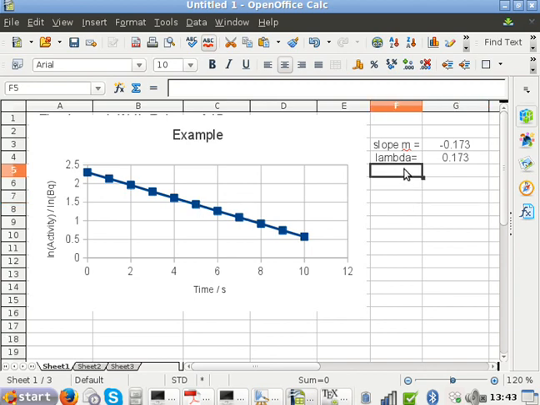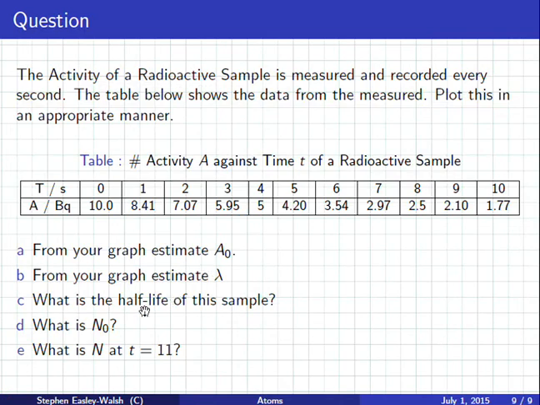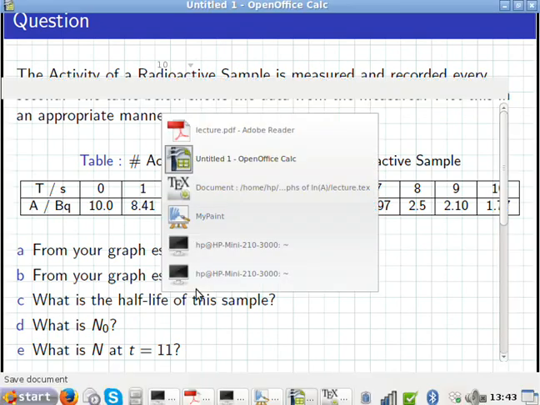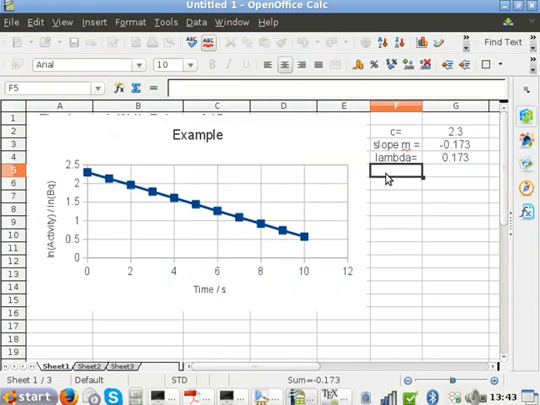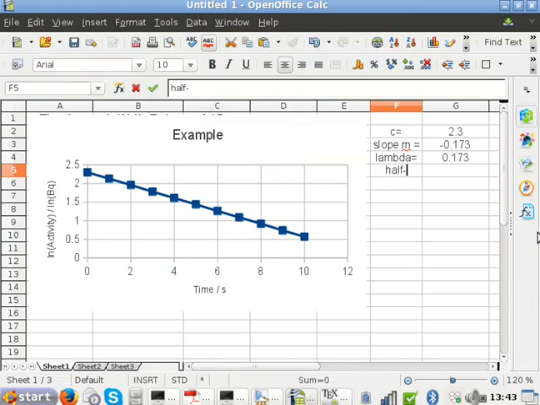Okay, so by the way, actually, what's the C here? It is 2.3. Okay. Right, now we have a lambda. So next, tell me what is the half-life here. So what's the half-life? Yeah, it would be, let's see, half-life equals ln2 over that number. So what do you get?